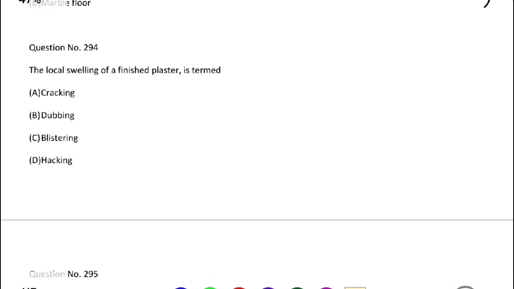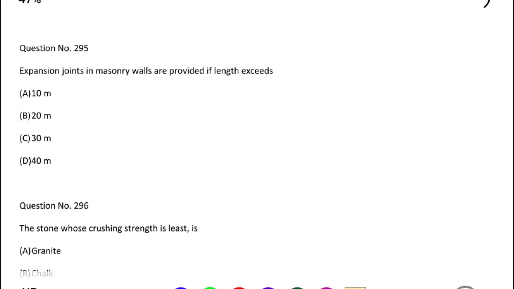Next question, the local swelling of the finished plaster is termed option A cracking, option B dubbing, option C blistering, option D hacking. So the correct answer is option C blistering. Next question, expansion joints in masonry wall are provided if length exceeds option A 10 meter, option B 20 meter, option C 30 meter, option D 40 meter. The correct answer is option D 40 meter.